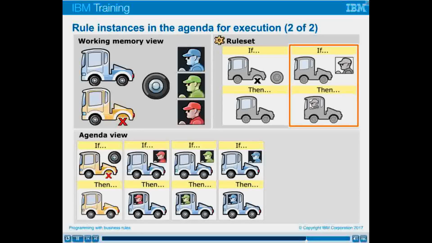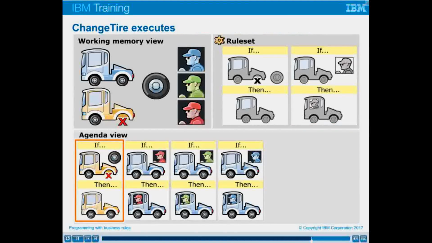Next, when the rule engine evaluates the assigned driver rule conditions, it finds 3 separate matches: the blue truck plus the driver with the blue hat, the blue truck plus the driver with the green hat, and the blue truck plus the driver with the red hat. Each of these matches create a rule instance that's put into the agenda. Now the rule engine selects one of the rule instances to execute. In this case, the change tire rule has the higher priority, so the change tire rule instance executes first.